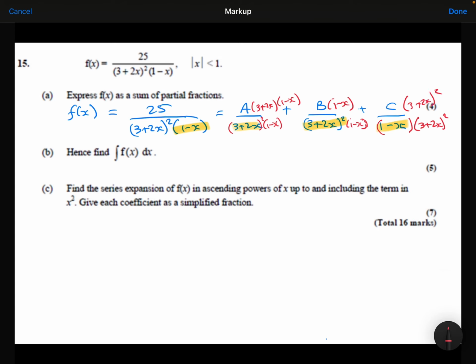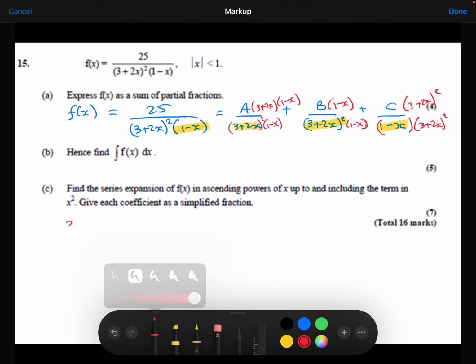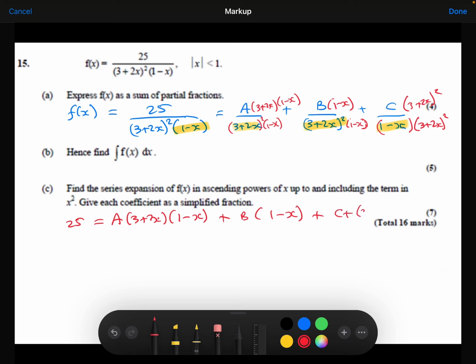Now we have the same denominator. That must mean that the numerators are going to be the same. So we can rewrite this as 25 equals a times (3 plus 2x) times (1 minus x), plus b times (1 minus x), plus c times (3 plus 2x) squared. So let's work out what a, b and c are needed to make this true.